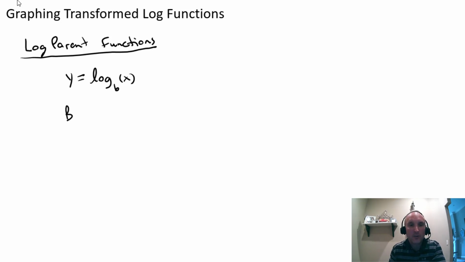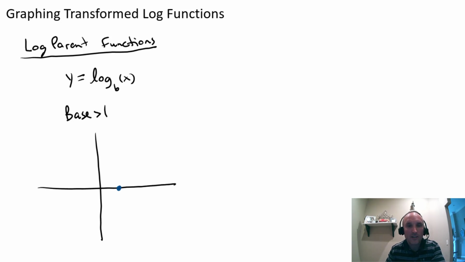If your base b is greater than 1, then your log function will go through the ordered pair (1, 0) and have an asymptote on the y-axis, which is the line x equals 0. The graph would increase from left to right but get slower and slower, and as it moves left it's going to get closer and closer to that asymptote as it goes down.